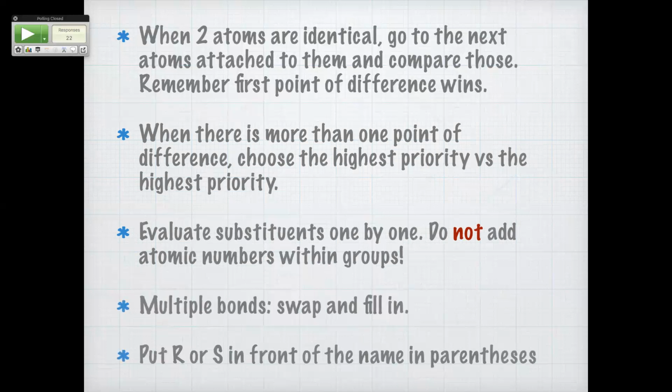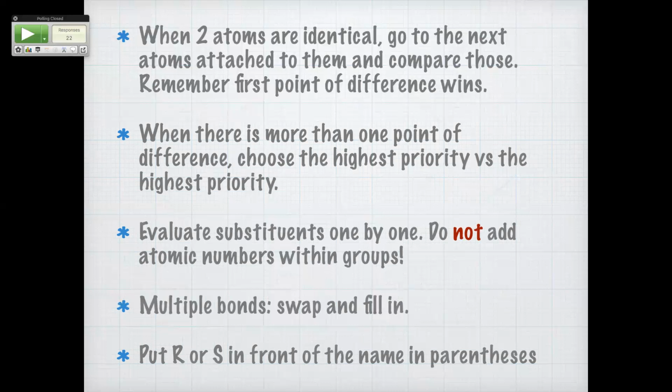Now what if you do the multiple bonds? Because you won't have as many atoms. So we're going to swap those and fill in the multiple bonds so that we have the same number of atoms to compare. That's all that's for. The multiple bonds are still there. So you'll see, we'll do something like that too.